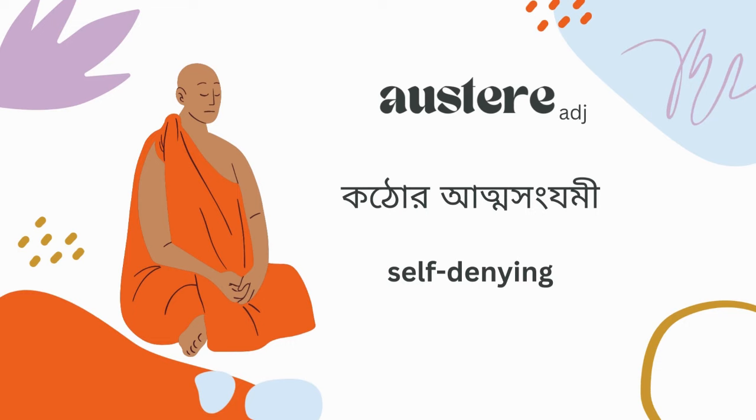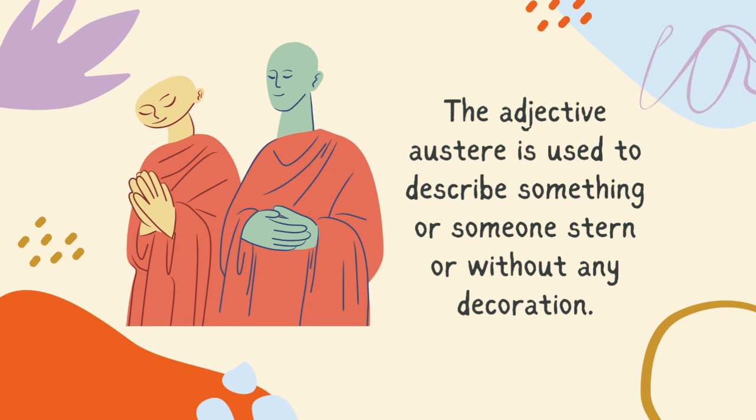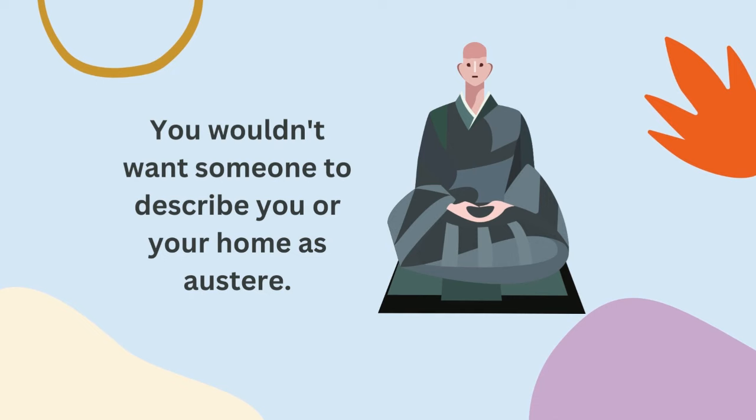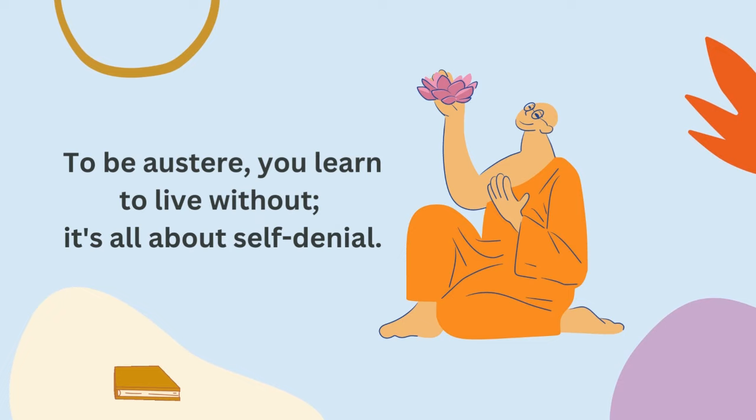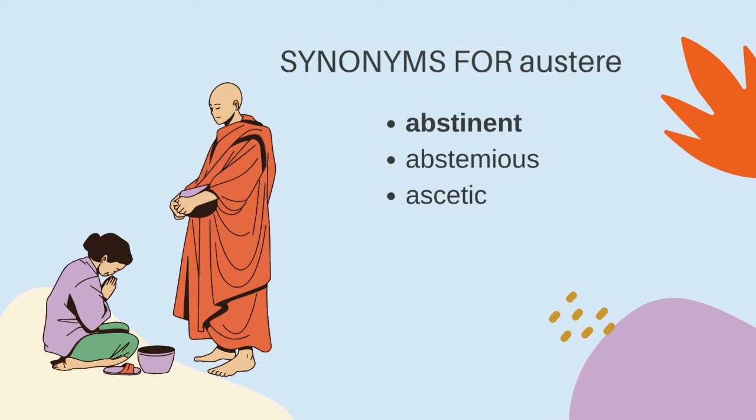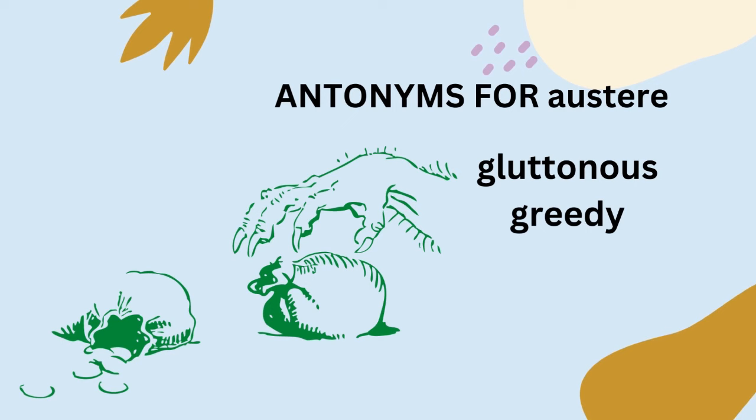The adjective austere is used to describe something or someone stern or without any decoration. You wouldn't want someone to describe you or your home as austere. To be austere, you learn to live without. It's all about self-denial. Synonym: abstinent, abstemious, ascetic. Antonym: gluttonous, greedy.